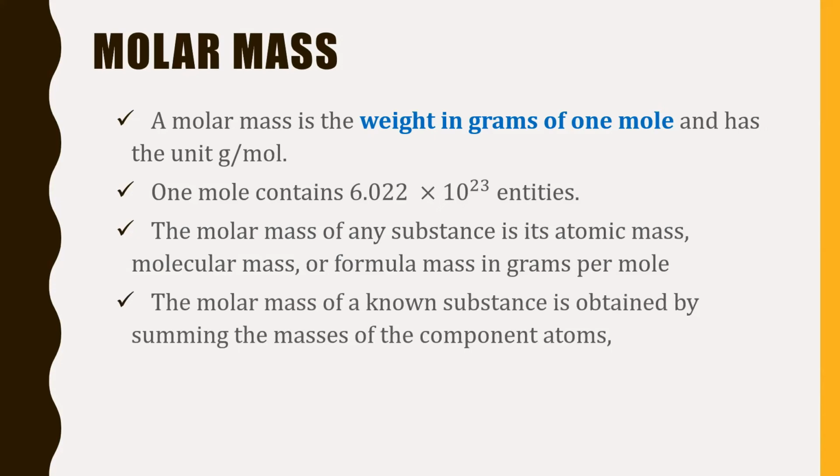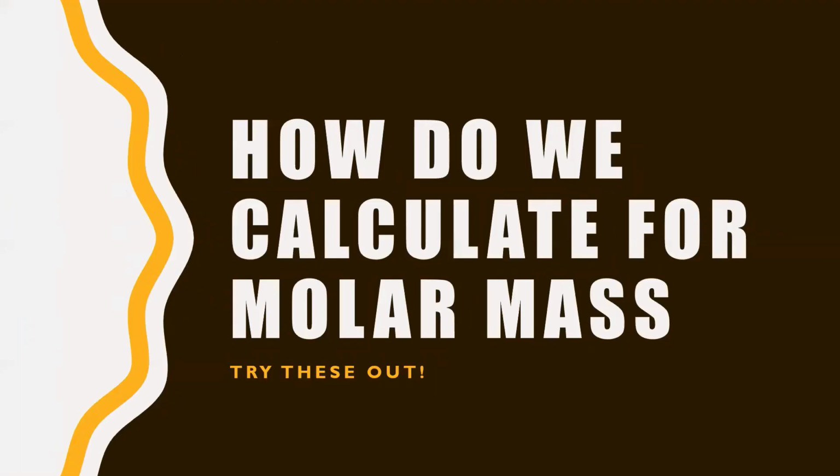So how do we get that? We just get the sum of all the atomic weights of the atomic components of that compound, multiplied, of course, by their subscript. Let's try this out.